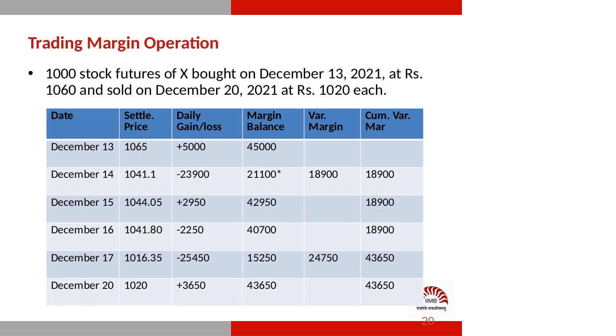The corresponding settlement prices or the market prices are given to me. So how much have I gained? If you look at it, how much are you gaining? On the first day, you had bought it at 1,060. The market has gone to 1,065, which means you have gained 5,000, 5 into 1,000. You started off with your balance of $40,000. This 5,000 has got added. Therefore, you've got 45,000. Next day, the price has dropped from 1,065 to 1,041.1. How much have you lost?